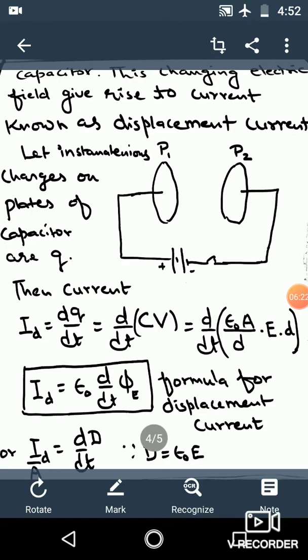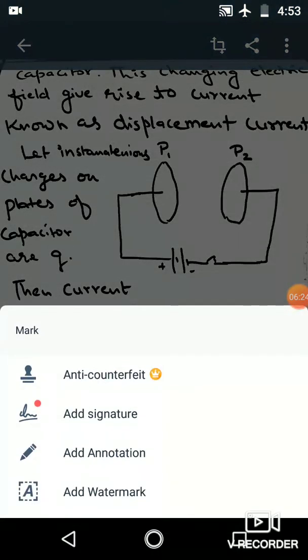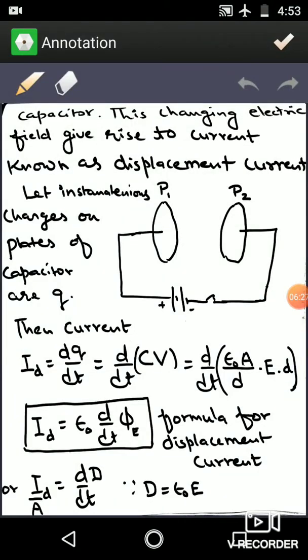Let us see this diagram again. Okay, when there will be charging of capacitor, current will flow in outer circuit as shown in diagram, and capacitor will be charged. There will be positive charge on plate P1 and negative charge on plate P2, and these charges will increase with time during the charging of capacitor.